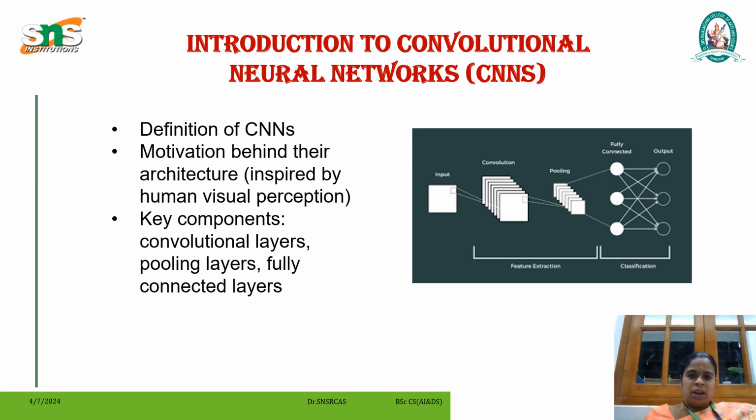Example: explore the inspiration drawn from human visual perception in the design of CNN architecture, emphasizing their ability to capture spatial, hierarchical, and local patterns similar to the human visual system. Key components: convolutional layers, pooling layers, fully connected layers. Explanation: outline the essential components of CNNs, including convolutional layers for feature extraction, pooling layers for dimension reduction, and fully connected layers for classification.